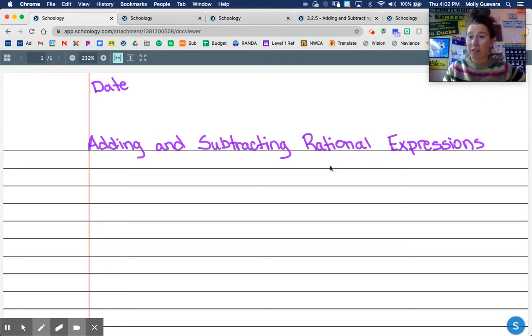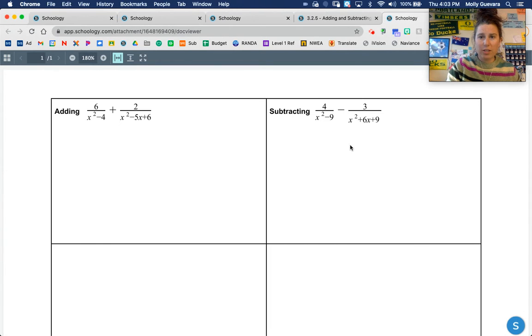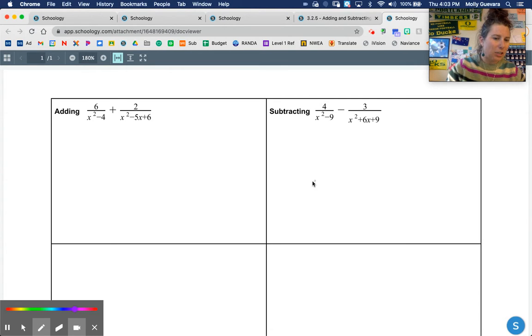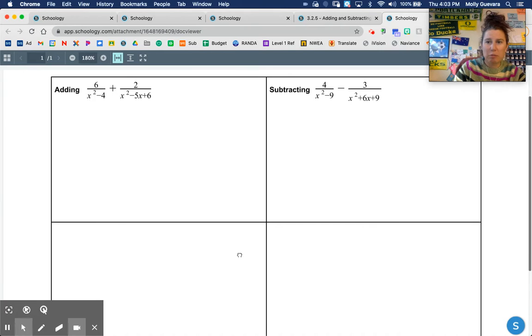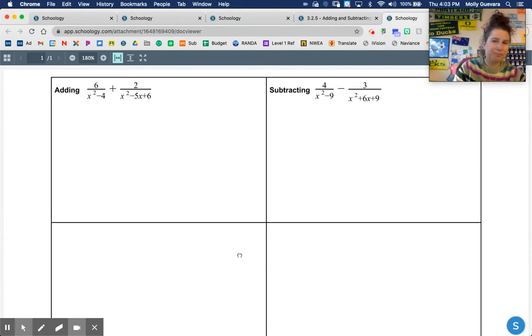And then you're going to fold it the same way that you did last time. So you're going to fold it in half, hot dog style, and then cut it so that you have adding on one side and subtracting on the other. Okay, and then this is what it should look like, something like this. And so what we're going to do is fill this in. On the adding side, we're going to write down the steps, and then we're going to do the problem as we write down the steps.